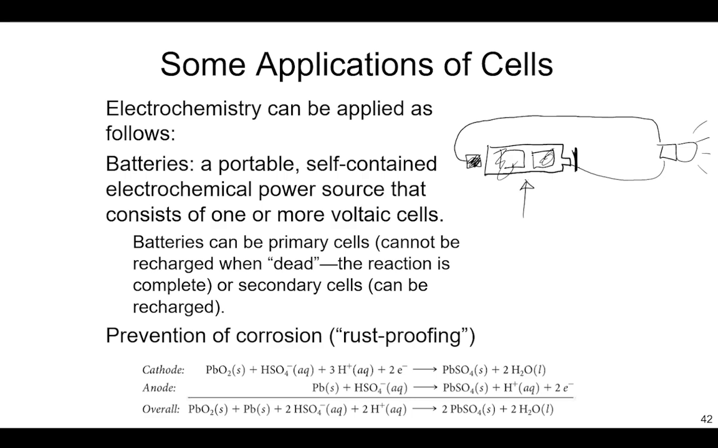Now, they can be primary voltaic cells that can't really be charged, or you can have fancier batteries that allow you to, after some chemistry has happened, reverse the chemistry by pushing the electrons back the other way, and that is really the subject of electrolysis that we will cover in the next lecture.